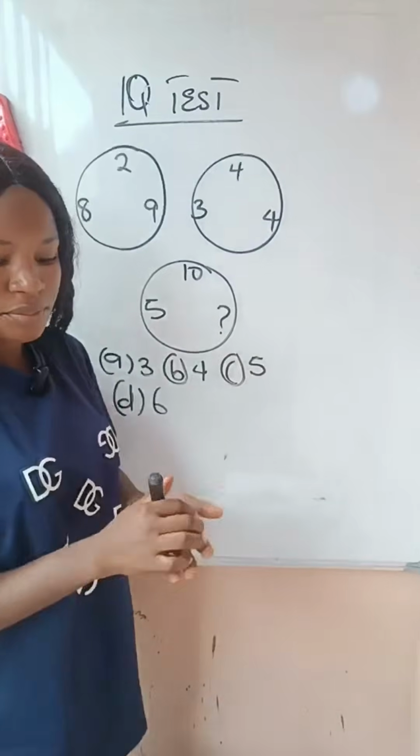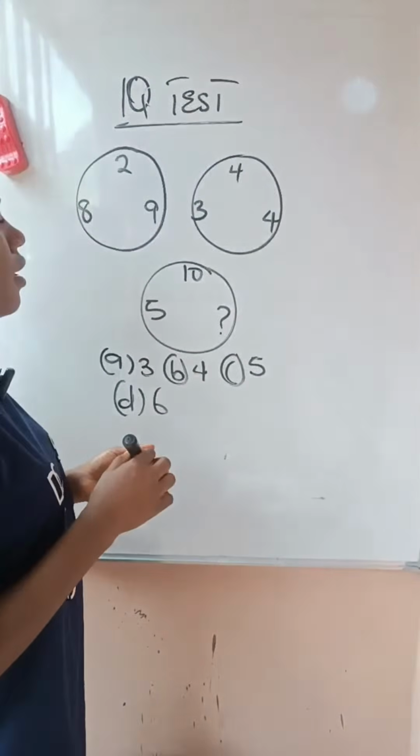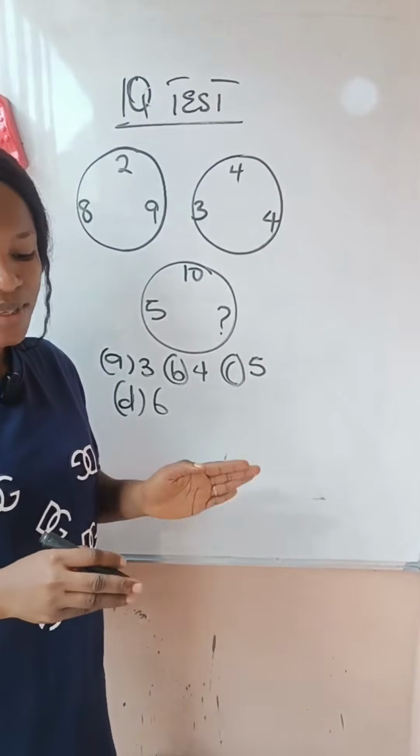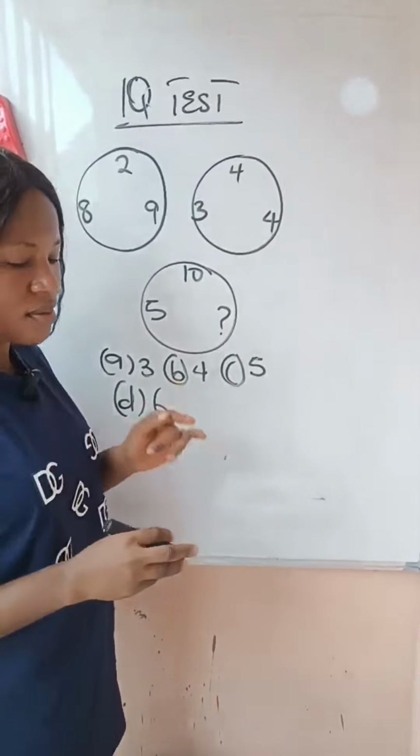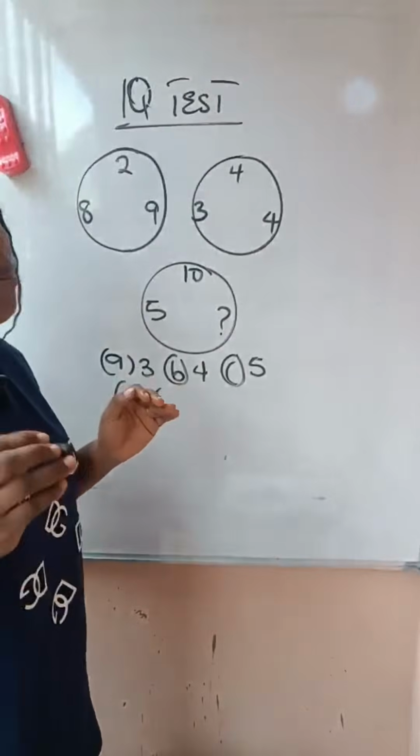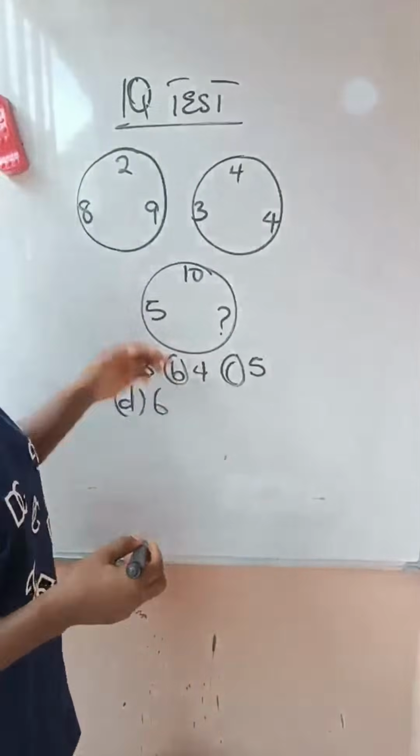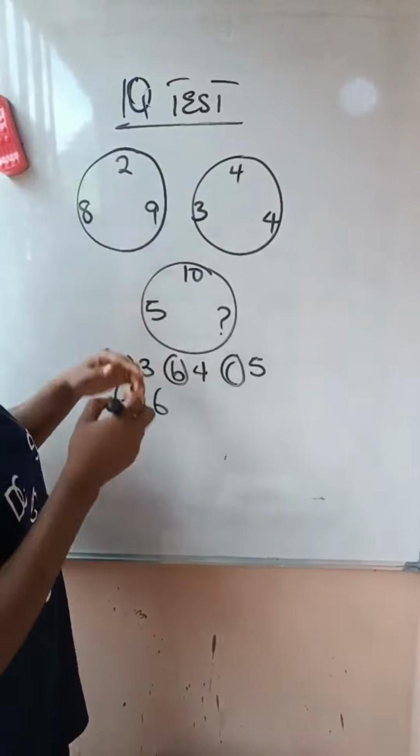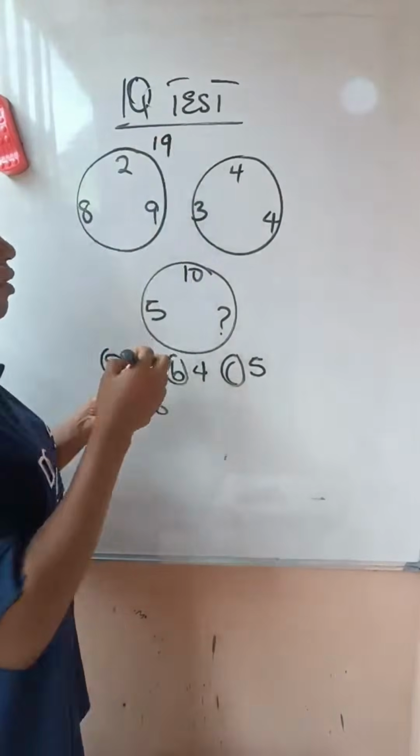All right. Now, like I said, think outside the box. This is why you should think outside the box. First things first. Normally, what we would have done is 8 plus 9 is 17, and 17 plus 2 is 19. Okay. Now let's see.